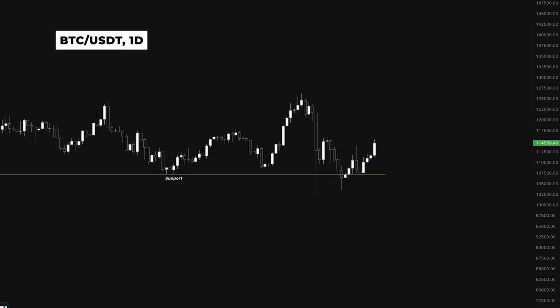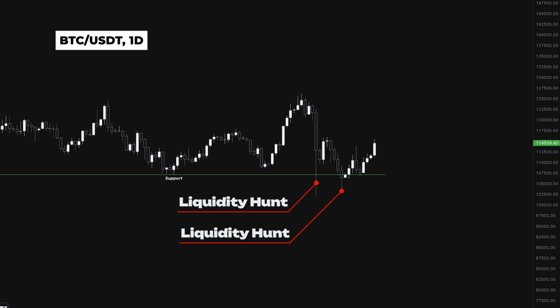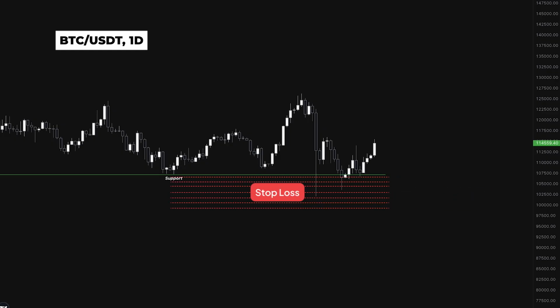Imagine the market as an ocean. Liquidity is the fish. The big sharks, hedge funds, market makers, and smart money never swim randomly. They seek out areas where they know they will find a school of fish, clusters of stop losses placed by less experienced traders. When the price reaches those areas, boom, a sudden spike triggers all the stops. The market fakes a breakout and then reverses in the opposite direction.